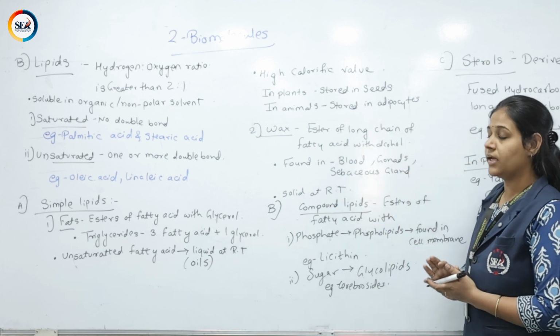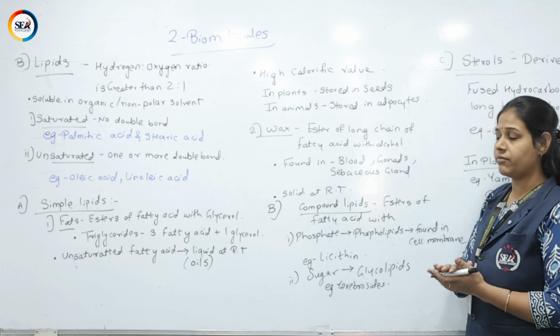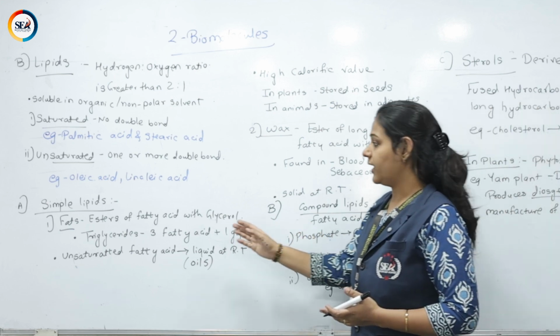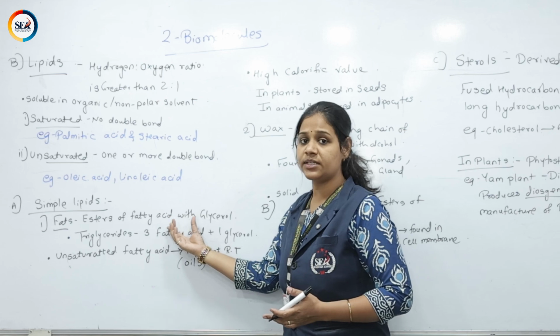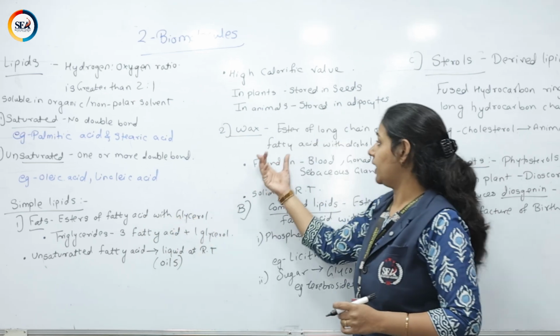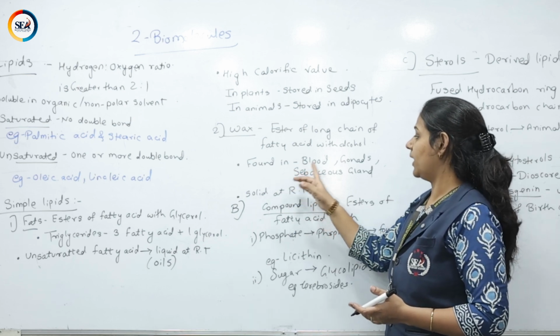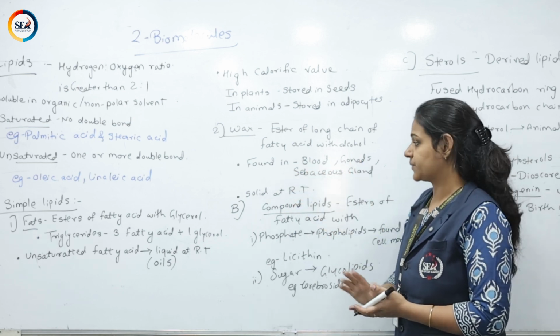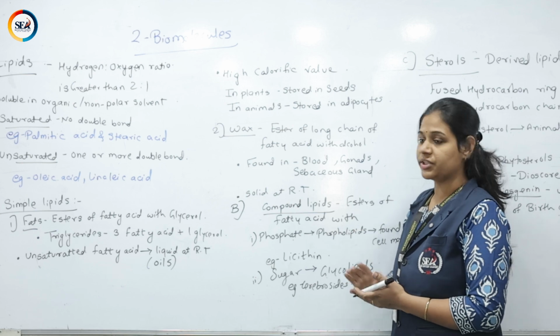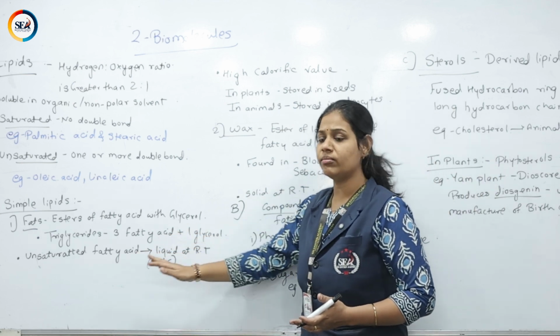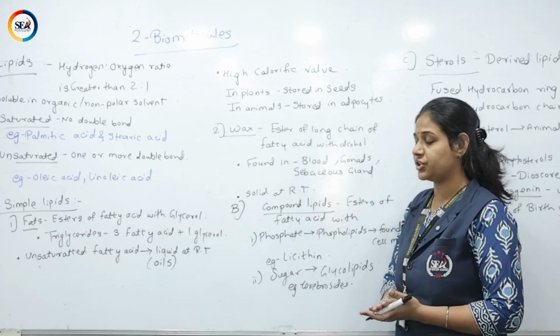Second is wax. They are esters of long chain fatty acids with alcohol. See the difference here: fats are esters of fatty acid with glycerol. In wax, these are esters of fatty acid with alcohol. Found in blood, gonads and in sebaceous glands. They are solid at room temperature. We have seen that fats are liquid at room temperature, whereas these are solid at room temperature.